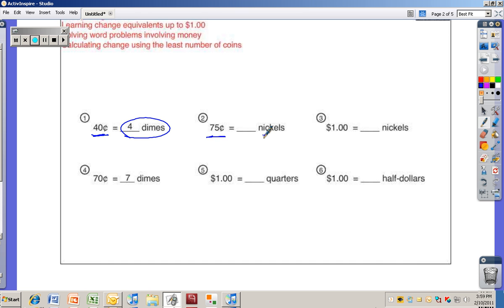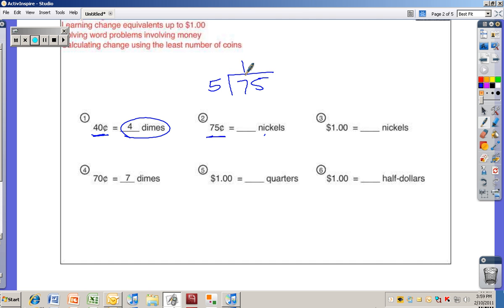75 cents, how many nickels is that worth? Go ahead, and I think you should be able to handle these. Go ahead and pause the video and do 2 through 6. Turn it back on when you're ready to see the solution. Okay, the easiest way to do this one, you can either count it on your fingers, or you can do 75 divided by 5, because there's 5 cents in a nickel.